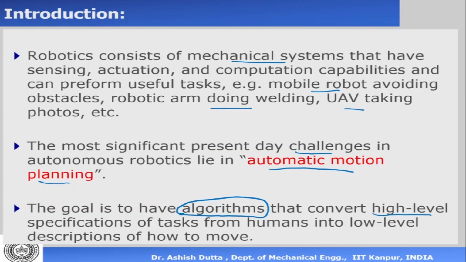So the whole objective of robot motion planning is to be able to design algorithms that can enable a robot to automatically generate a path to satisfy some desired task, and to go on the path or do the task by itself. This is what we mean by automatic motion planning.